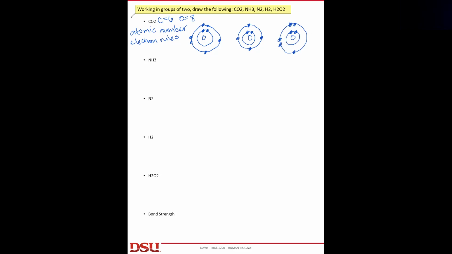Actually, for the sake of making this easier to see, I'm going to do it like this. Same number, I just put them in different locations. All right. How many bonds is this going to take?